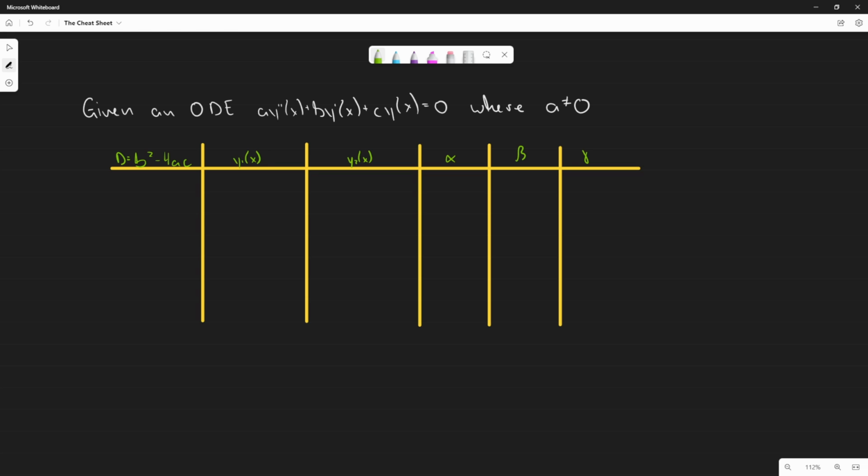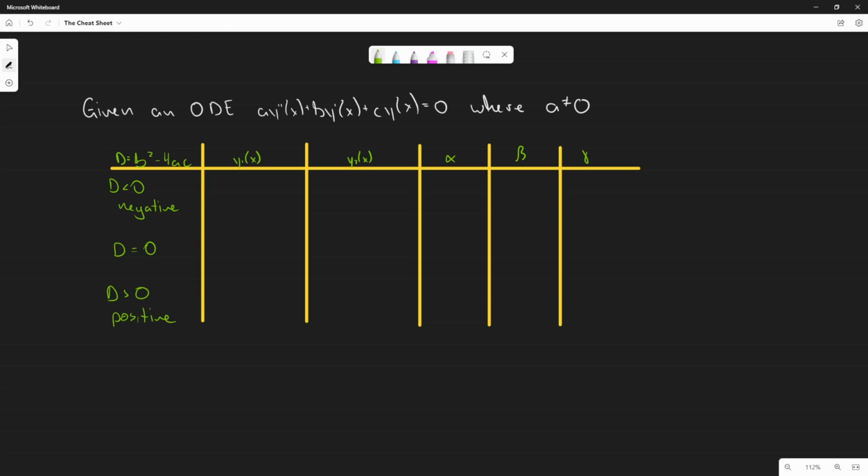Once we solve that, we have three cases. We have the case where the discriminant D is less than 0, so that means it is negative. We have the case where D is exactly 0, and then the case where D is greater than 0, or positive. And this will give us different solutions, and our constants, our alpha, beta and gamma, will also vary depending on what our discriminant is.